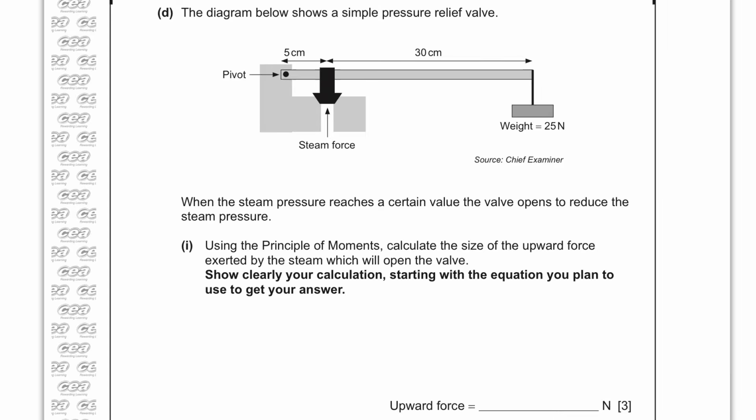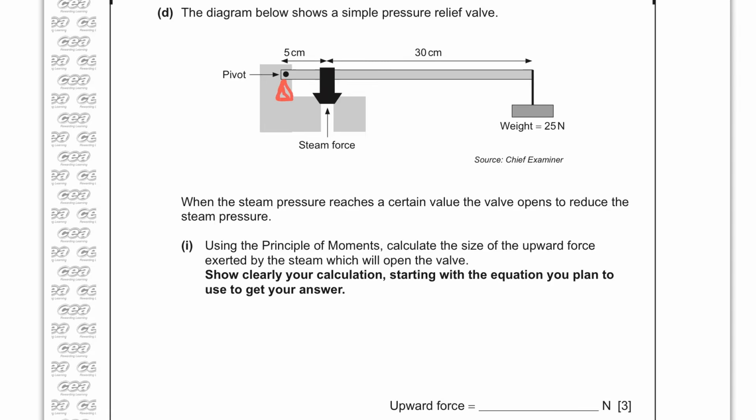Part D is a basic moments problem. The diagram below shows a simple pressure relief valve. When the steam pressure reaches a certain value, the valve opens to reduce the steam pressure. Using the principle of moments, calculate the size of the upward force exerted by the steam, which will open the valve. Show clearly your calculation, stating the equation you plan to use to get your answer. So this is straightforward principle of moments, that the total clockwise moment equals the total anti-clockwise moment. Just need to be very careful here, because while the steam force is 5 centimeters from that pivot, because let's face it, the pivot is here.